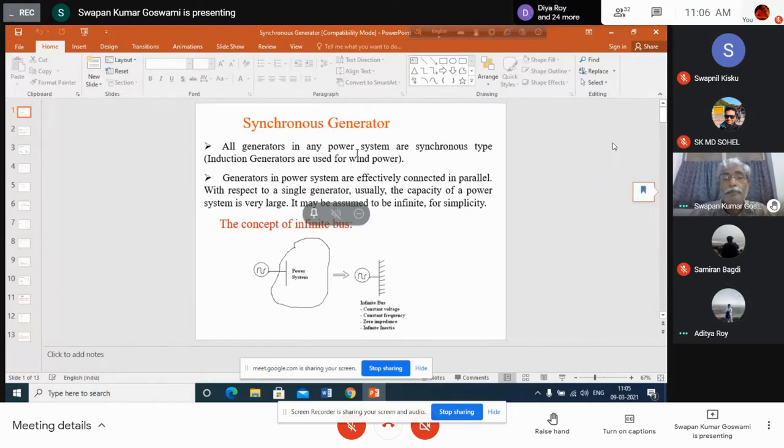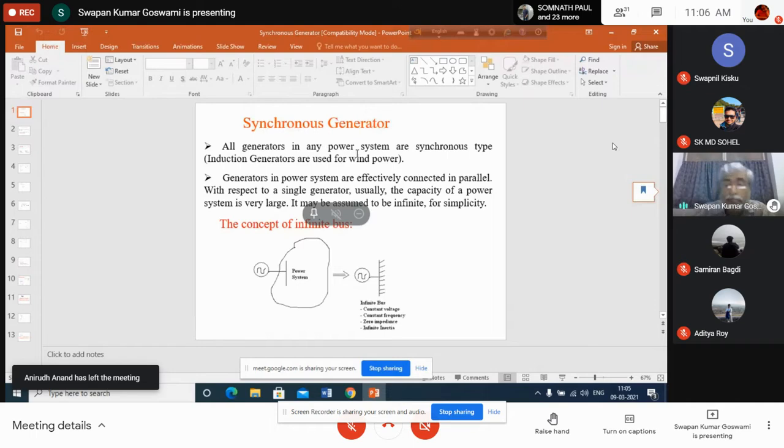Yes, sir. Okay. So we are discussing the synchronous generator, the generator that we use in power stations. Already we have mentioned that around 80% of generators connected in power system are synchronous.